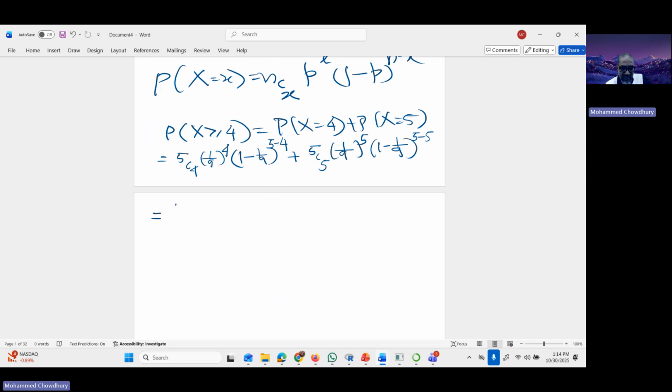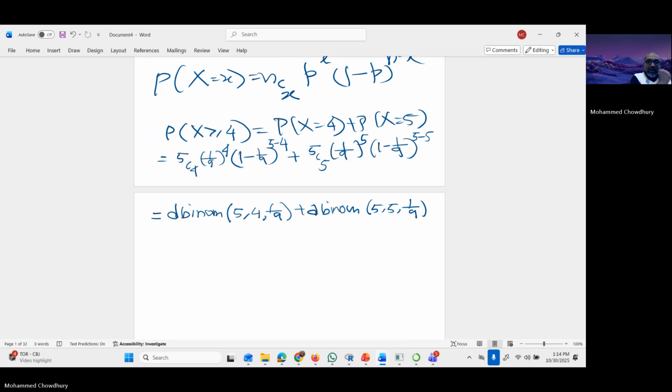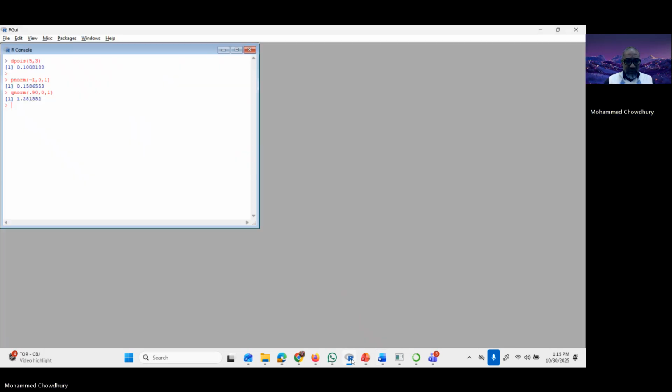If you want to write it, dbinom, I think 5 choose 4 and then 1 over 9. And then you can write here dbinom, and then 5 comma 5 comma 1 over 9. That is the answer. Okay. Now let us solve this problem manually as well as by using R. So let us do this one.